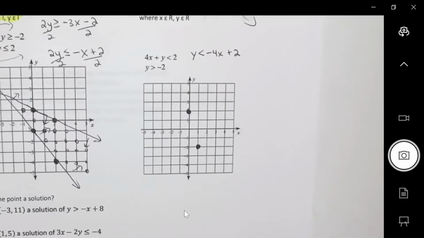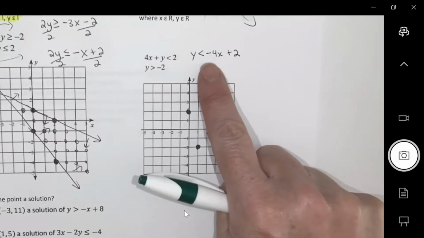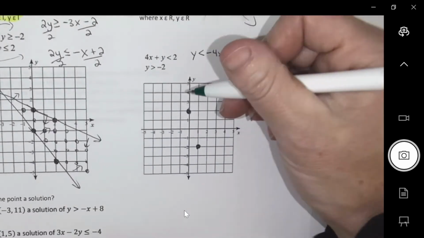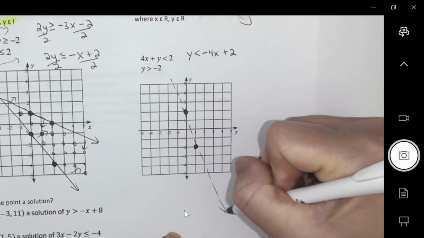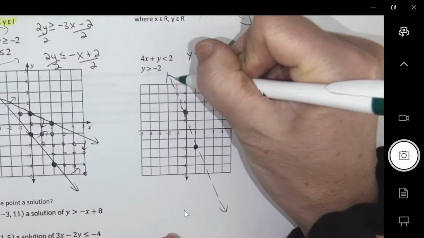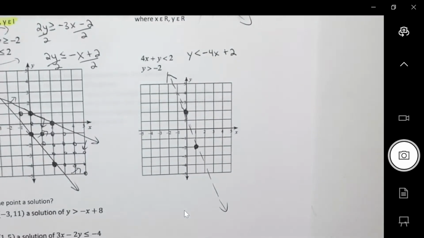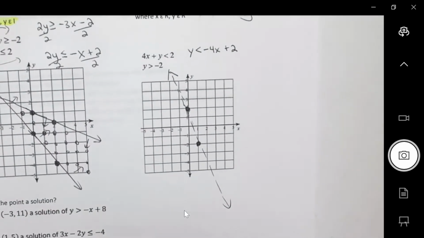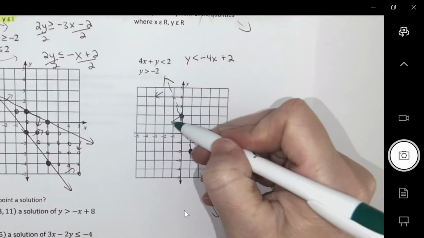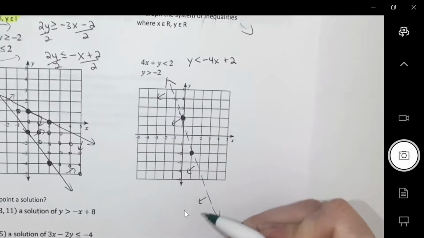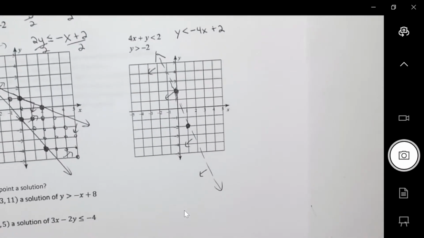Solid or dashed is what you need to think about next. So this is dashed. Okay, less than, so which side angles downward? That would be the side that angles in a downward direction, less.